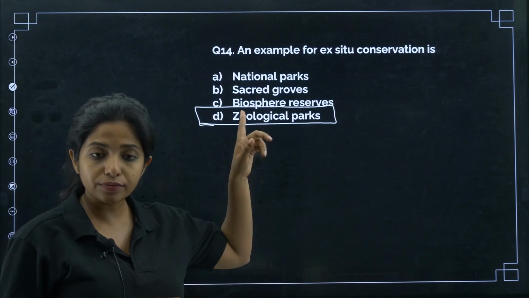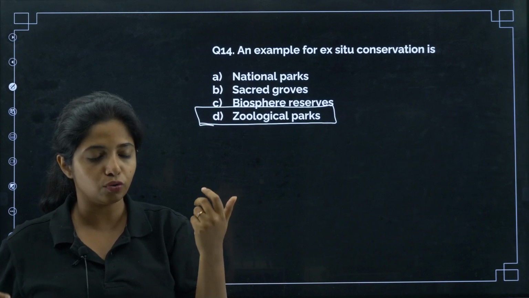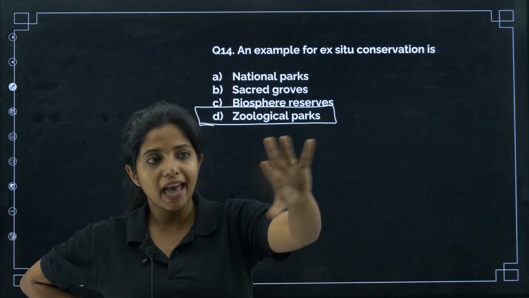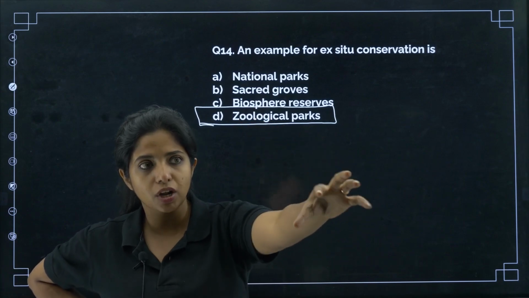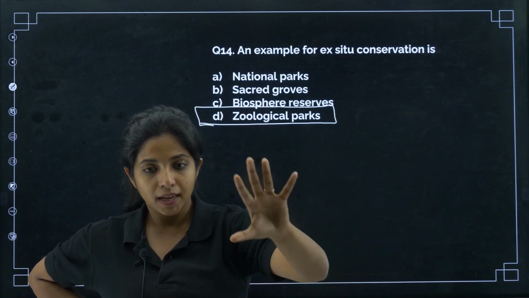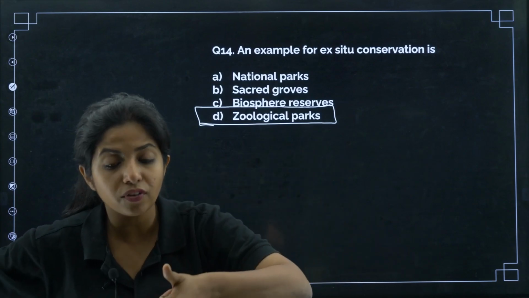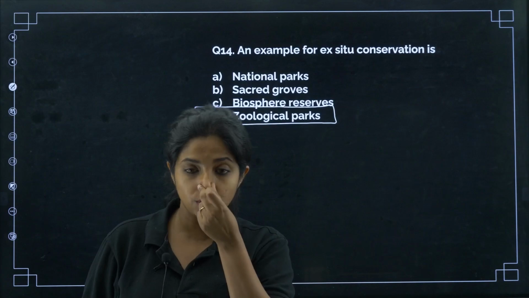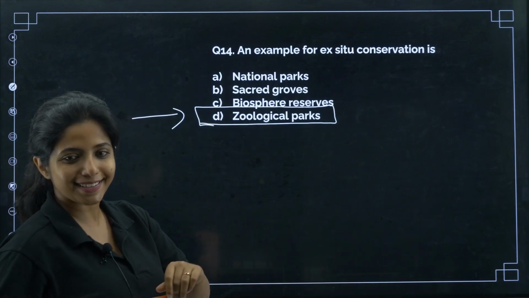Okay, sacred groves is basically the only option that might confuse you, if at all. Sacred groves is when I have a region and some religious emotions attached to that particular region, and I want to safeguard it. But when I am safeguarding that region, am I not saving the plants and the animals over there? So again, that becomes in situ conservation. So the answer for this is zoological parks.